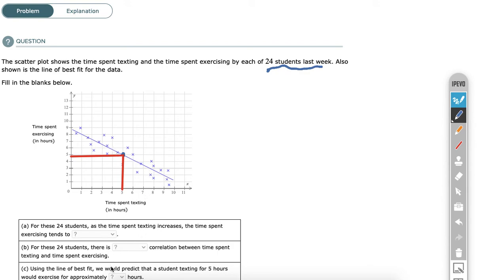And then using the line of best fit, we would predict that a student texting for 5 hours would exercise approximately how many hours. So we just went here. The line of best fit is this line, and that demonstrates the pattern of all the actual data points. And so then we just look at 5 hours spent texting, and that would mean 5 hours exercising.